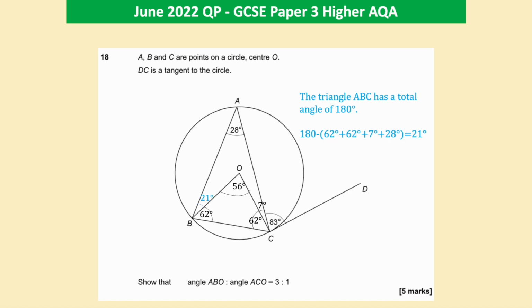So the ratio ABO to ACO is 21 to 7, which when each number is divided by 7 simplifies to 3 to 1, which is the ratio we were asked to show, and so that's the answer.